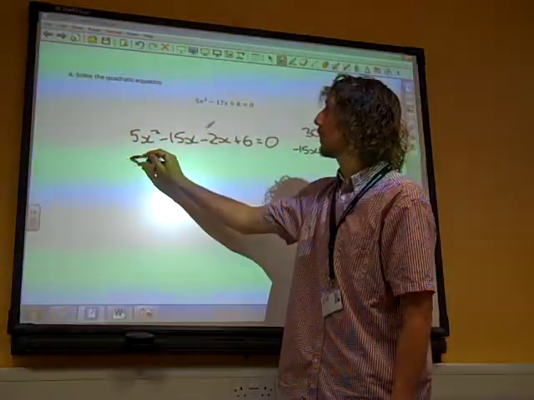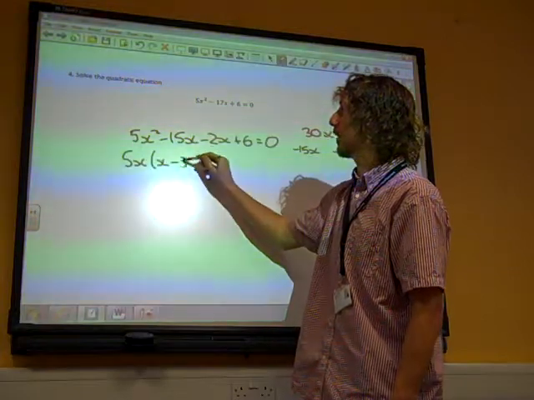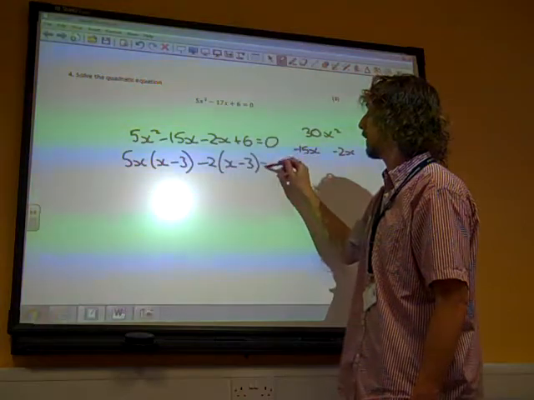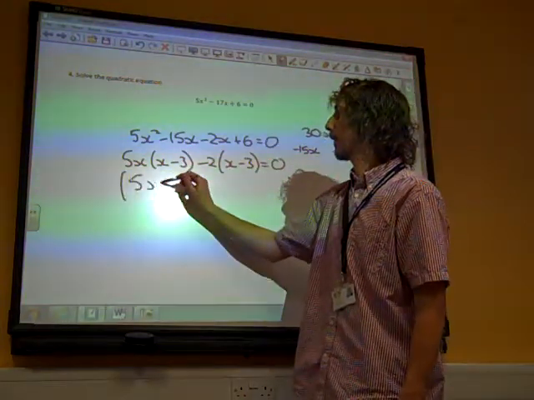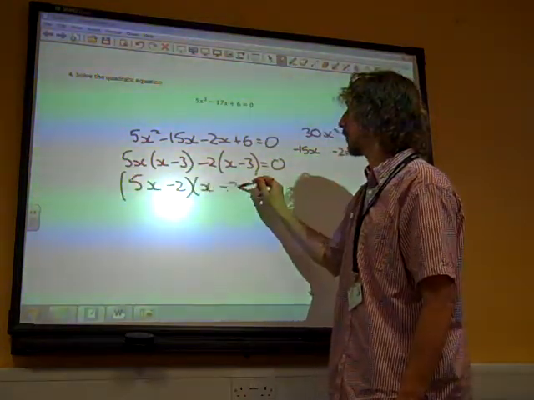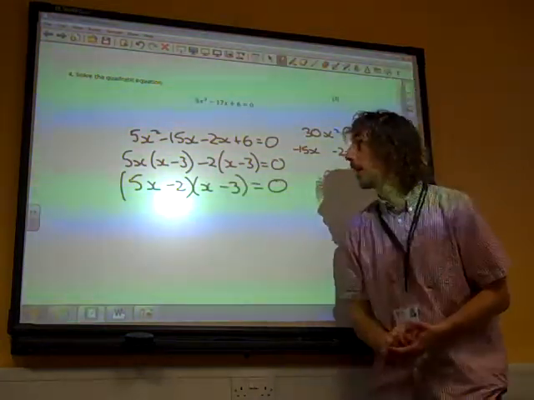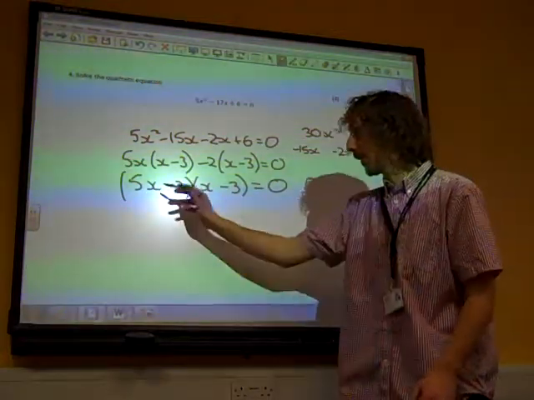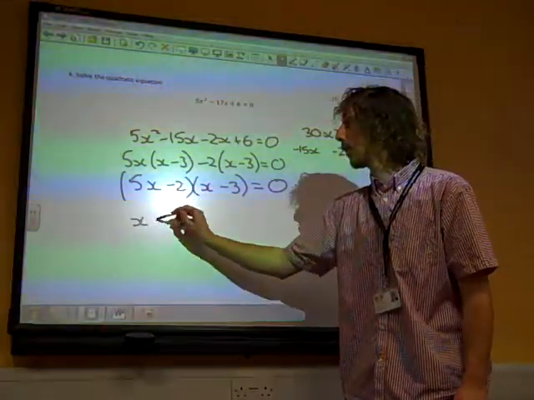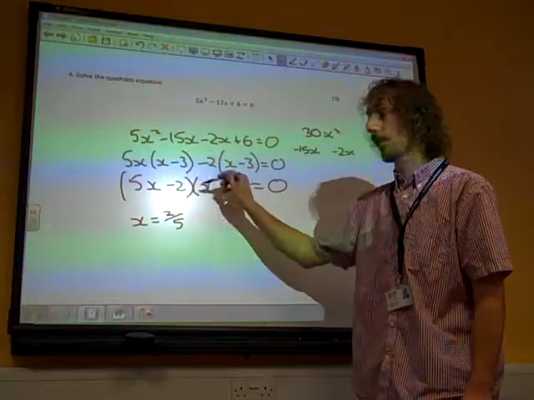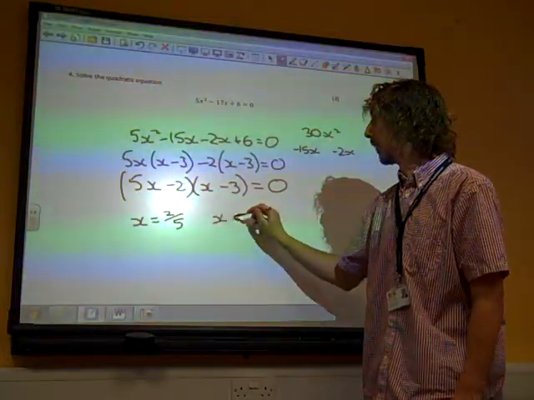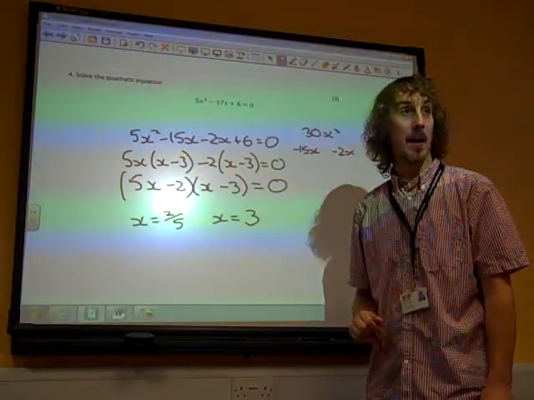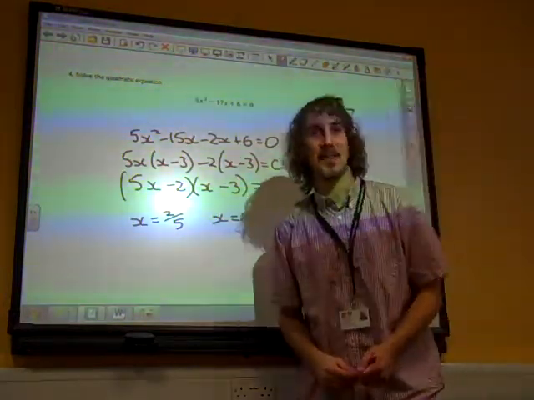So that gives us 5x brackets x minus 3. And if we look at that one, we've got minus 2 times x minus 3. Giving us 5x minus 2 times x minus 3. The question didn't say factorise it, the question said solve it. So we've got a final step where we say if 5x minus 2 is 0, then x would be 2/5, the 2 divided by the 5, and that one would give us x as 3 as our 2 solutions. And that was it. And that's maths.